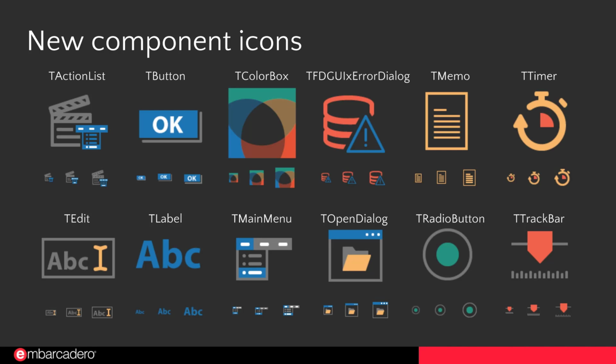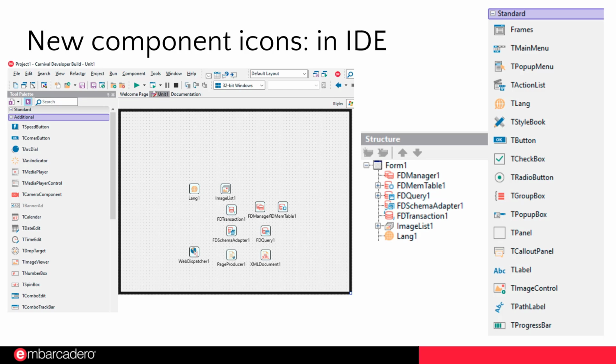Here's the same set. The background color here is the background color that the IDE itself uses for the dark theme. And you can see the colors that we've chosen are still strong and still have good contrast against the dark theme. And here's what the component icons actually look like in the IDE.